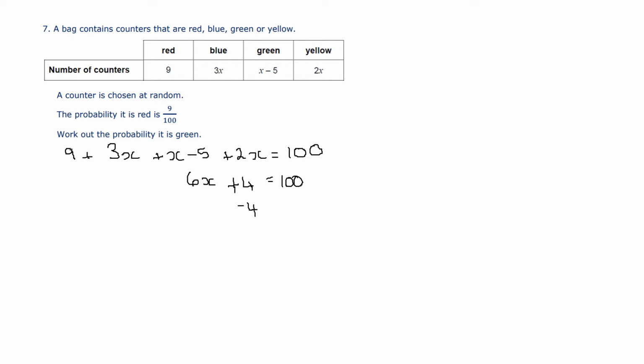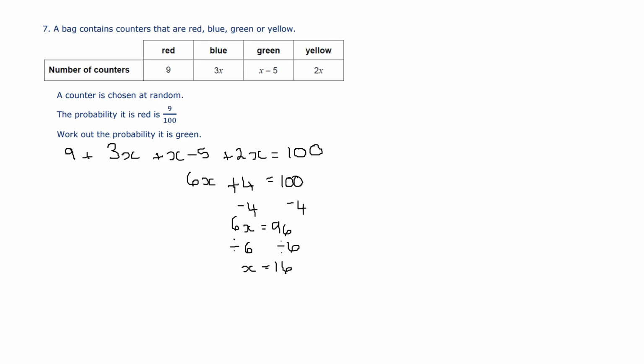Now let's subtract 4 from both sides to give us 6x equals 96, and then let's divide both sides by 6, and that will give us x is equal to 16.